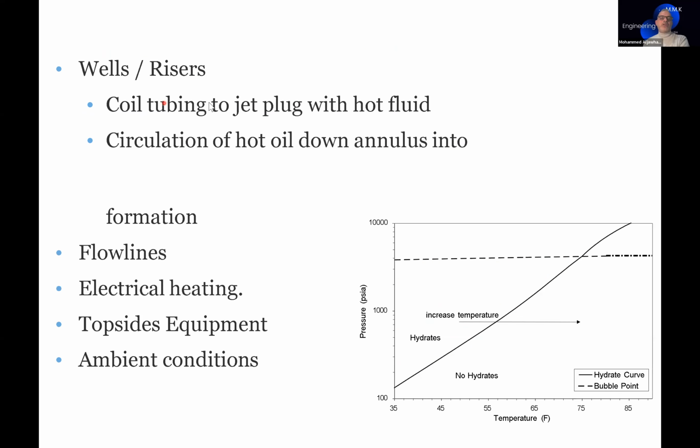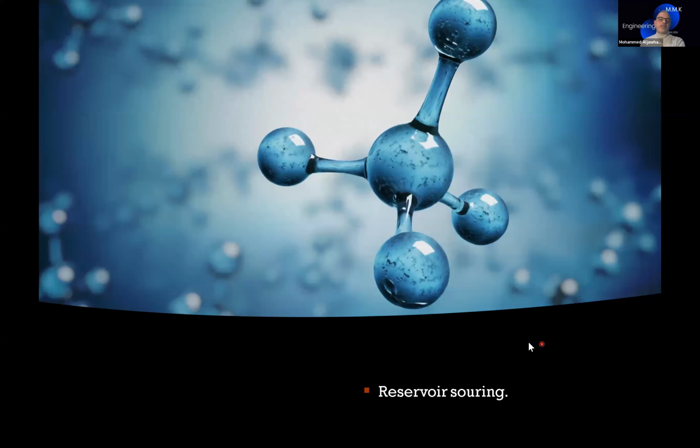So coiled tubing, jet pumping, or circulation of hot oil down the annulus into the wellbore or the flow lines, where we have hydrates, can maybe remove the hydrates, and then we have no hydrates.